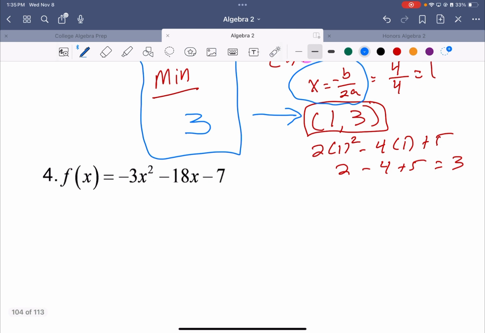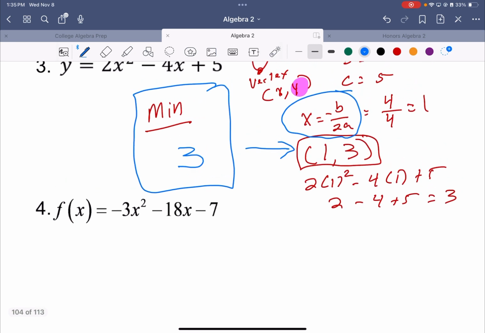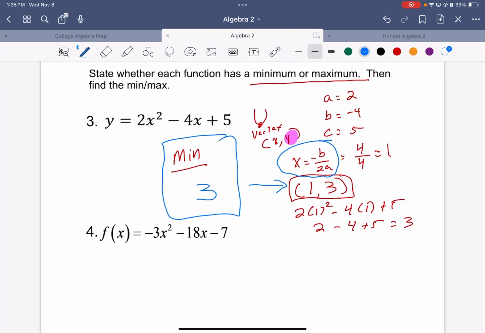See if you can find it for that one. State whether it's a minimum or a maximum, and then find it.